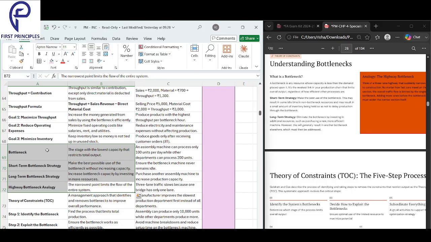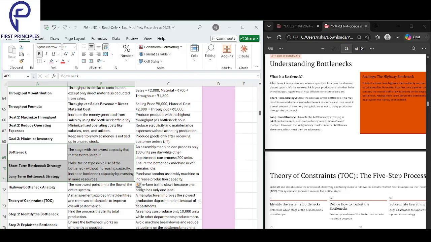That is your bottleneck. There are two types over here: short term and long term. If we look at an analogy, short term makes the best possible use of the bottleneck without increasing capacity. Long term increases the capacity by investing in more resources. The narrowest point limits the flow of the entire system. A 3-lane road slows because one bridge has only one lane. As a result, traffic increases.